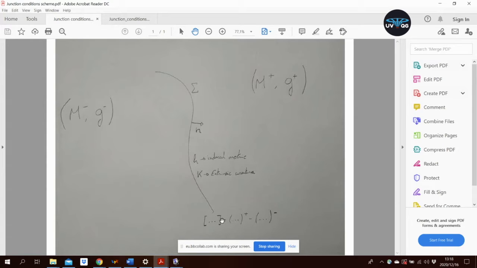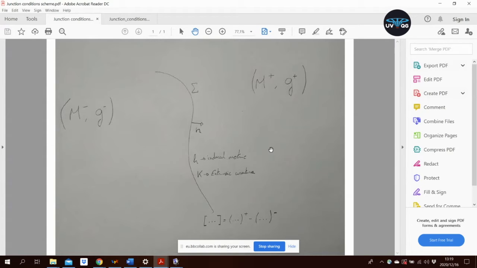Then you will see in the PDF that I'm going to share in a moment that I use these brackets. That means the jump across this hypersurface, like the quantity on this side of the hypersurface minus the quantity on the other side of the hypersurface. So basically, there are two studies that you can make with these junction conditions.